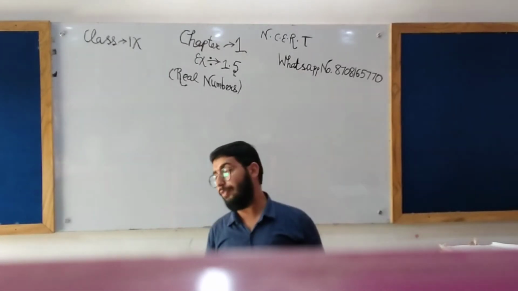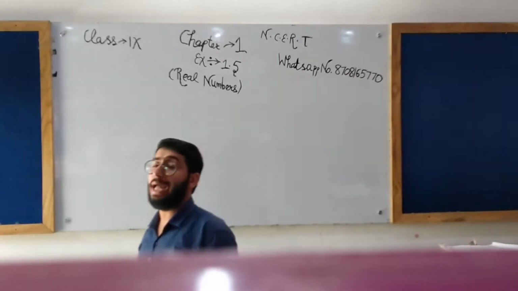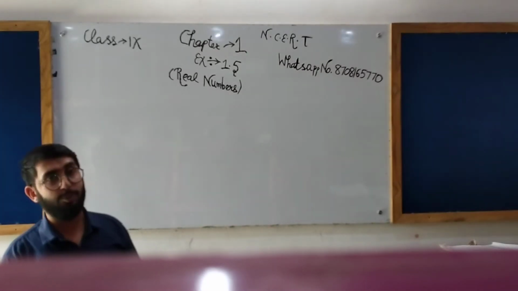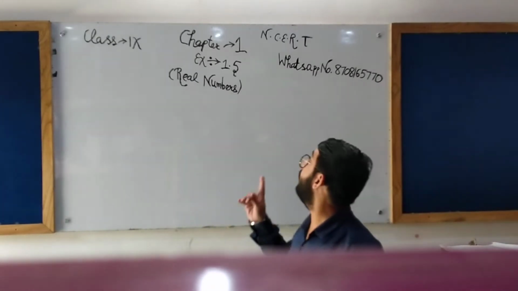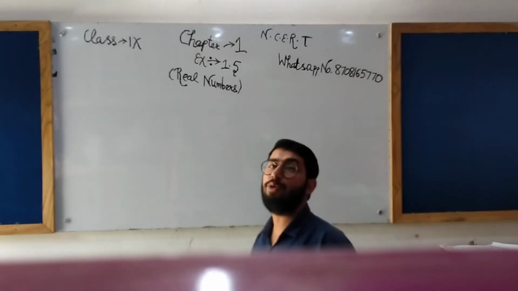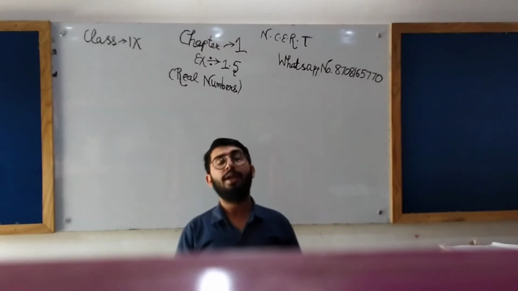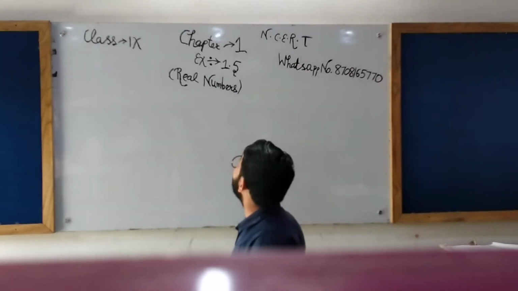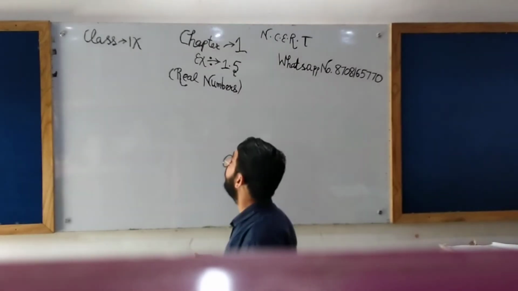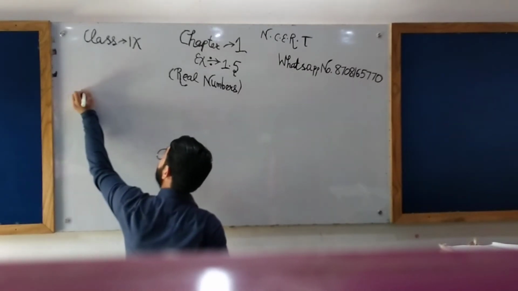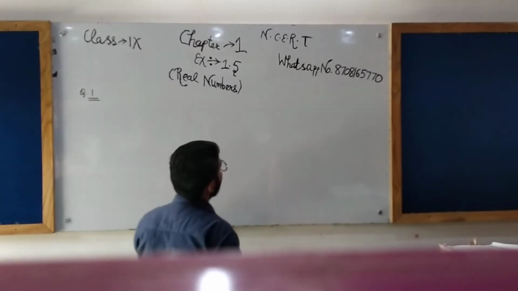Till then, we have done the basics of the chapter, exercise 1.1, exercise 1.2, exercise 1.3 and exercise 1.4 of chapter number 1, that is real numbers for class 9. Now we are proceeding towards exercise 1.5. The very first question we are going to do.